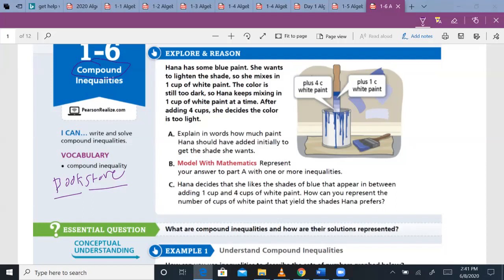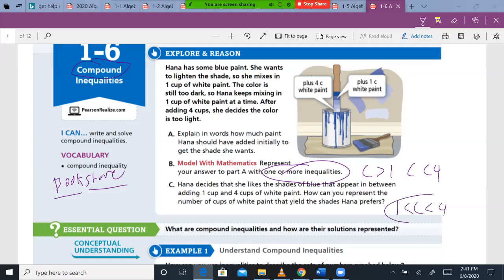So here's the deal, okay? If we're going to use one or more inequalities, well, we know that C has to be greater than 1, but it has to be less than 4. Or if I want to use this idea, C has to be between 1 and 4. So what I could say is that C could be greater than 1, but it can also be less than 4. This right here is what's known as a compound inequality.